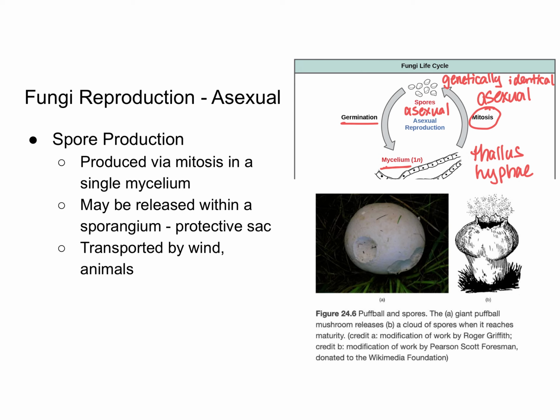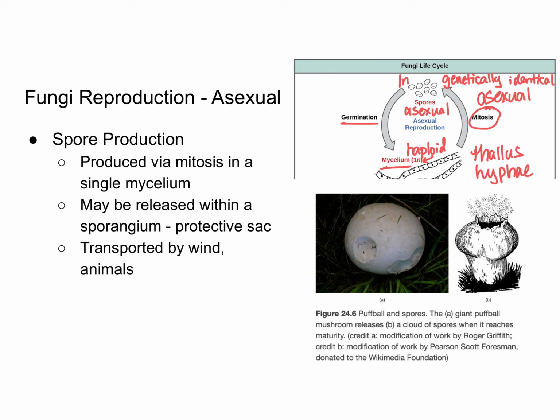Another thing to point out here is that the cells in the mycelium are haploid. You can see that it says 1N. And because we are only doing asexual reproduction here, it means that the spores are also haploid. And then they also produce haploid cells when they germinate and start forming a new mycelium.